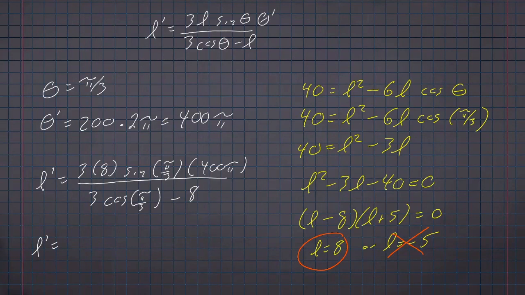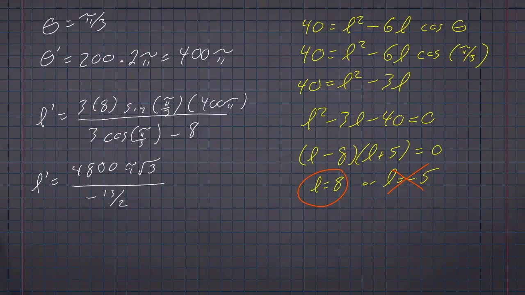See, sine of pi over 3 is the square root of 3 over 2. So 3 times 8 is 24 divided by 2 is 12 times 400 pi is 4,800 pi square root of 3. Cosine of pi over 3 is 1/2. 3 times 1/2 is 3/2. 3/2 minus 8 is -13 over 2.